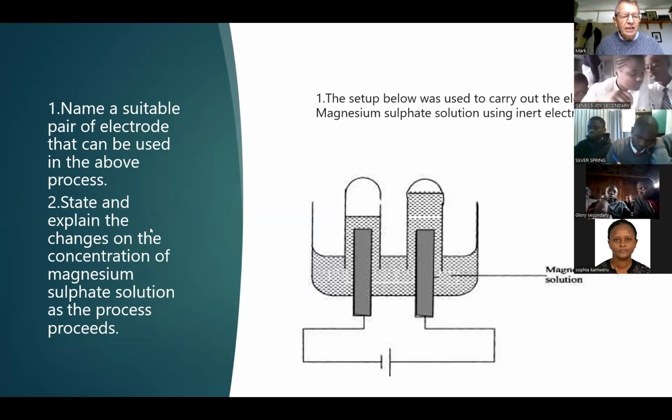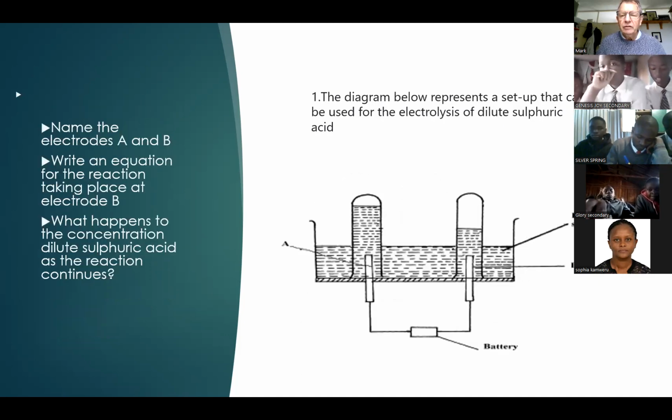State and explain the changes on the concentration of magnesium sulfate. Well, in here, we've got water. And on Saturday, we will look at the role of water, what happens in solutions when there is water present. In the second question, almost exactly the same thing is being asked. Name the electrodes A and B, write an equation for what is happening at the electrode and what happens to the concentration.